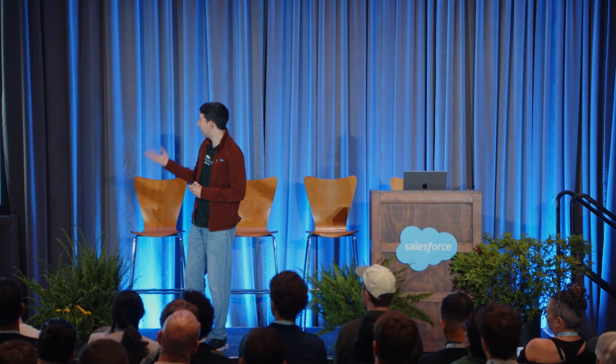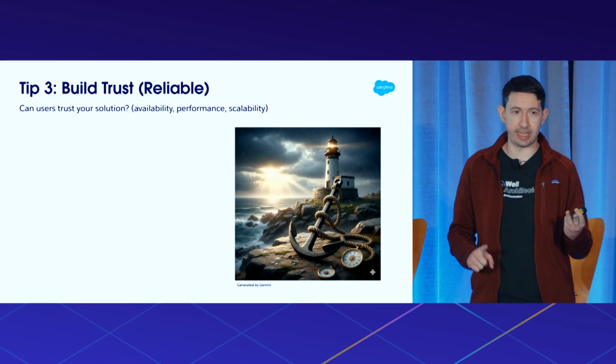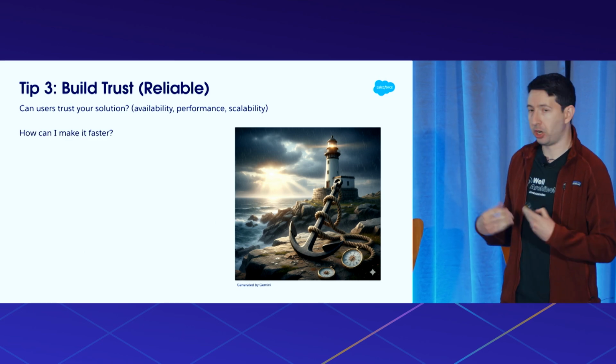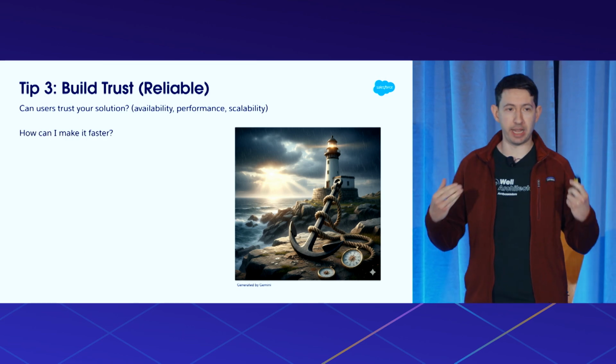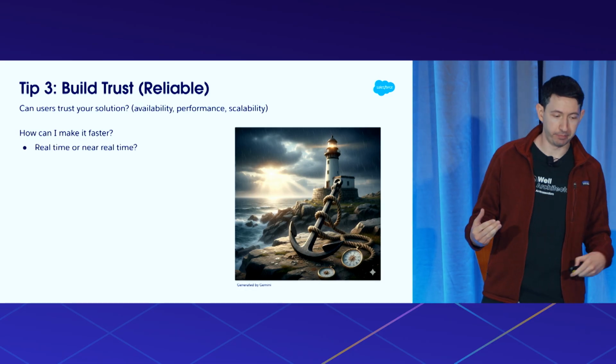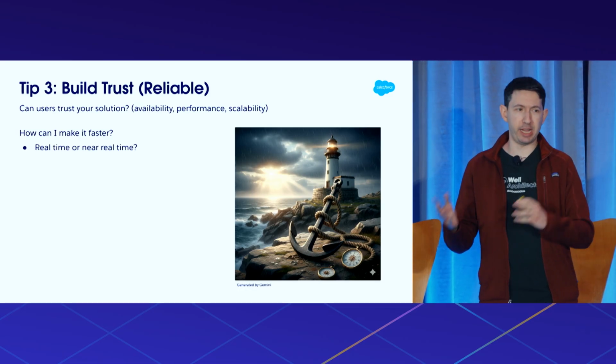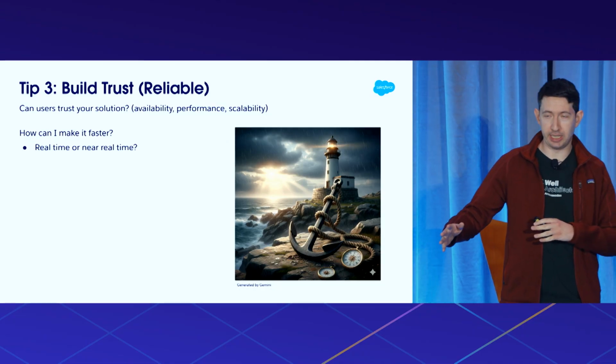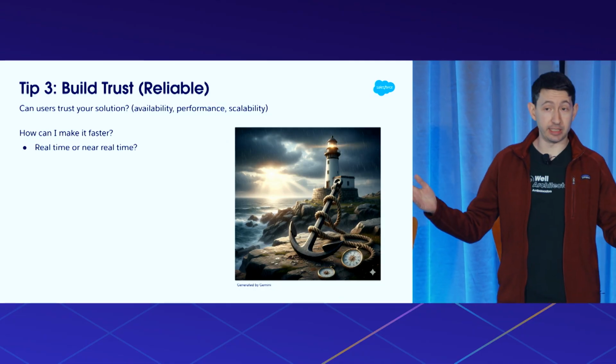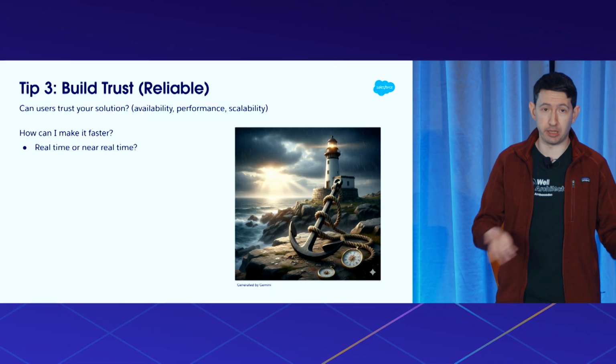And then the last part of building a trusted solution, kind of like an anchor or a lighthouse in the distance, is it reliable? Right? How are we building trust with what we're building? Can users trust your solution? Is it available? Is it performant? Is it scalable? Right? And you should always be asking yourself the question of how can I make it faster? Right? Does our data need to be real time, or can it be near real time? Instead of making the user wait until my process finishes, can I maybe say, hey, it's looking good, and then send them on their way and send them an email when it finishes?